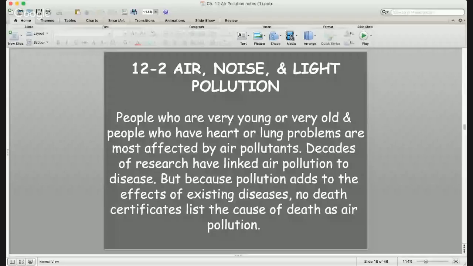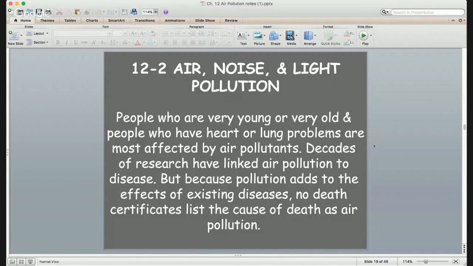We are going to continue with Chapter 12, Section 2, Air, Light, and Noise Pollution Notes. If you bear with me, I am going to share my screen with you so that we can get started. So we kind of looked at some of the causes of air pollution in the first section and some of the effects of air pollution. So now we're going to talk about some kind of twist on it.